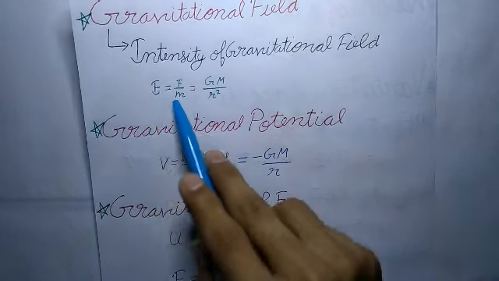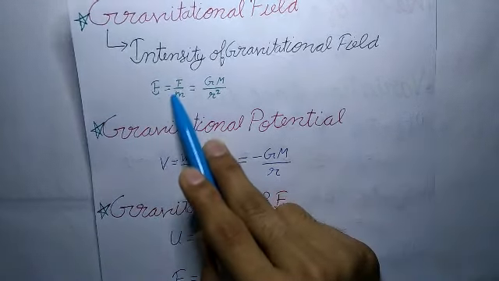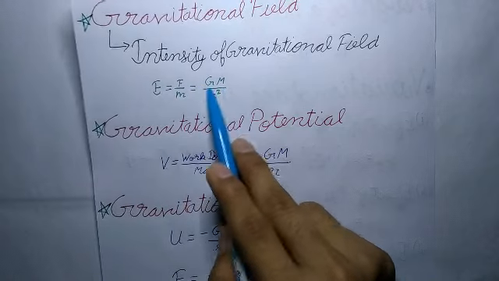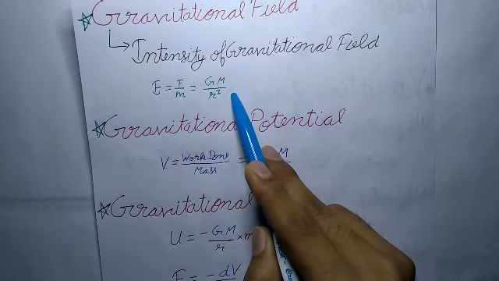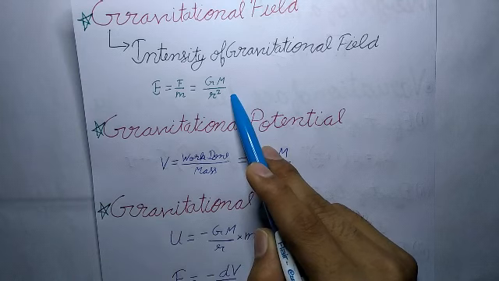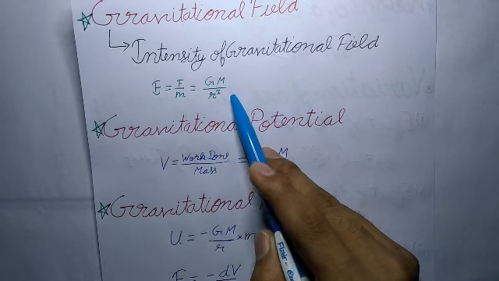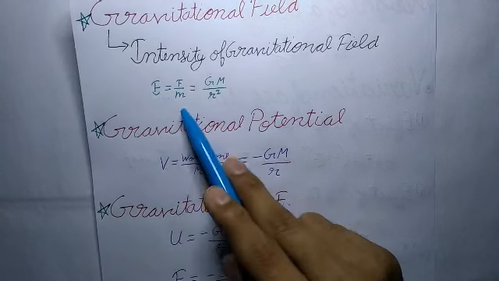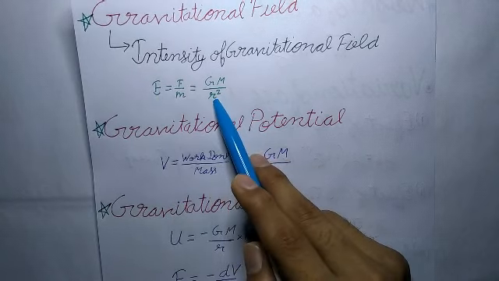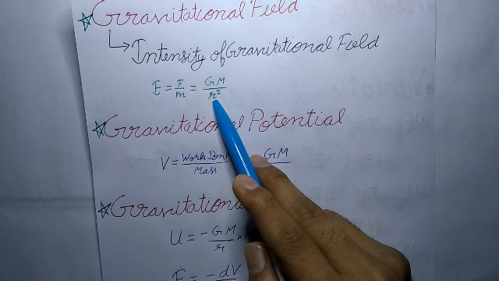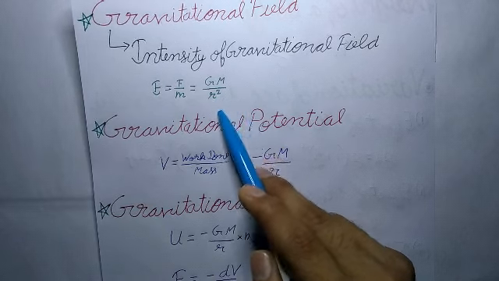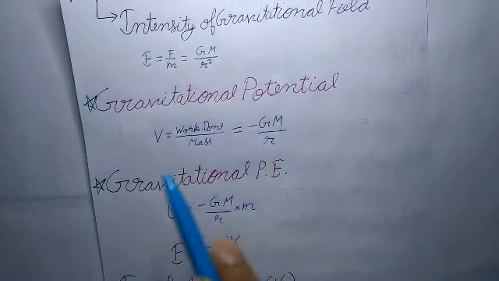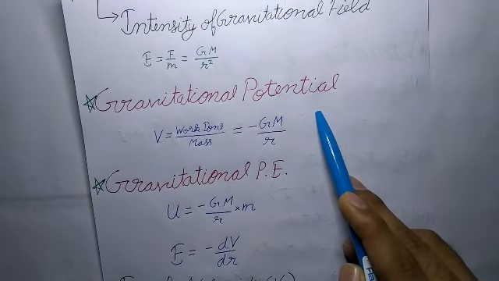It is given by E = F/m = GM/r^2. The intensity of gravitational field at a point is equal to the acceleration due to gravity at that point. The SI unit of intensity of gravitational field is newton per kg, and in CGS the unit is dyne per gram. Now, gravitational potential.